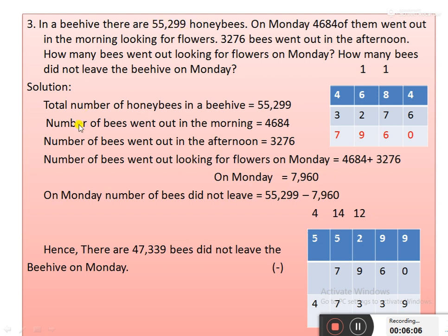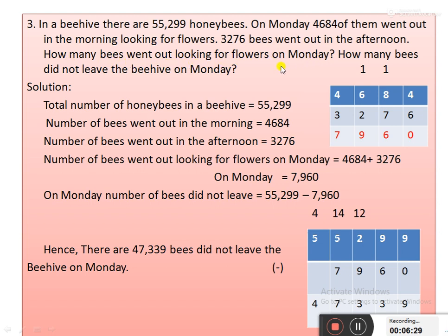55,299 is the number of bees. In the morning, how many bees went out? 4,684. In the afternoon, how many bees went out? 3,276. What does the first question mean? How many bees went out looking for flowers on Monday?